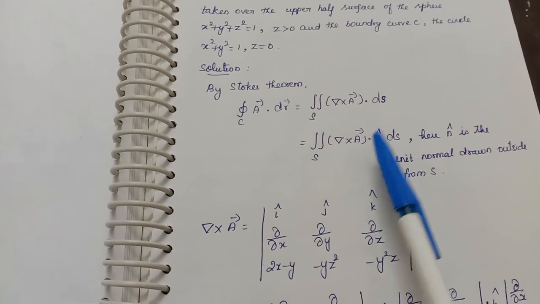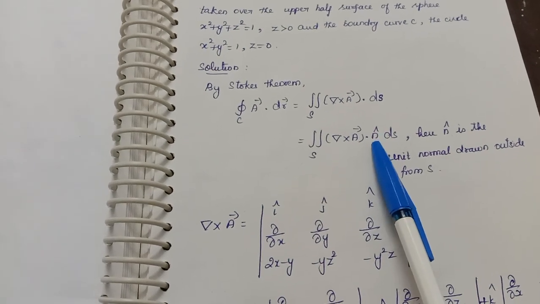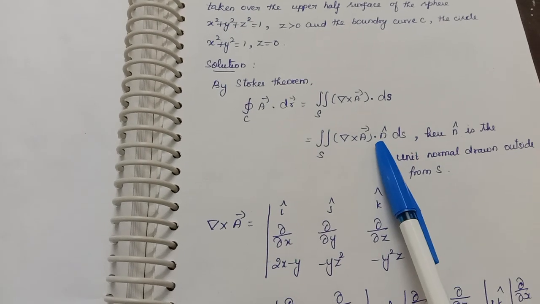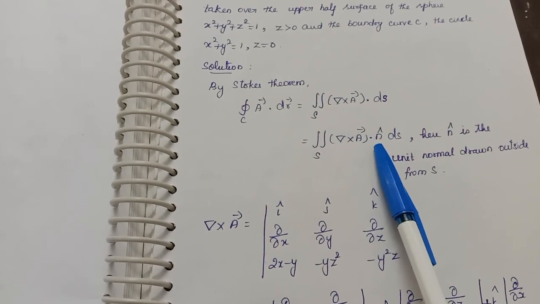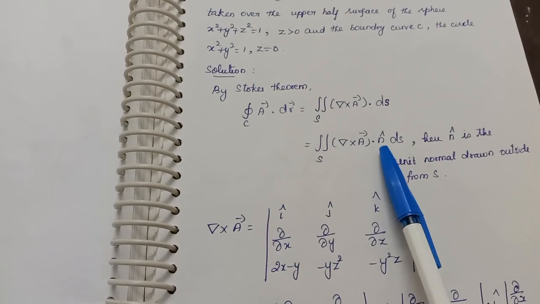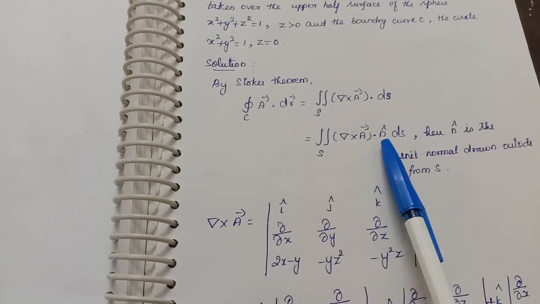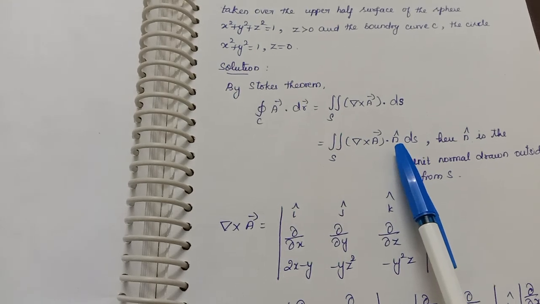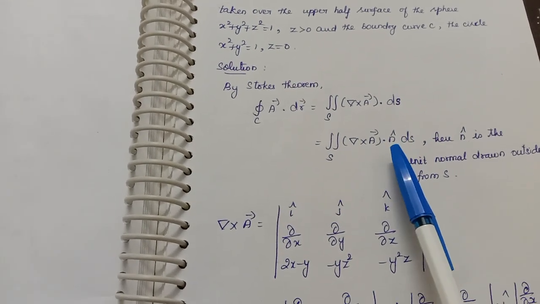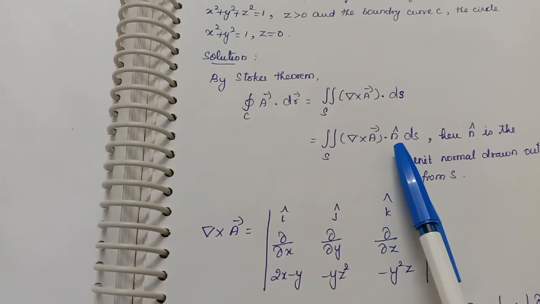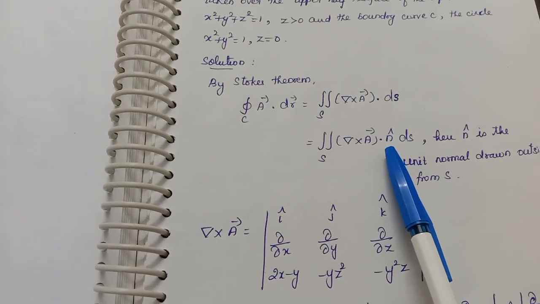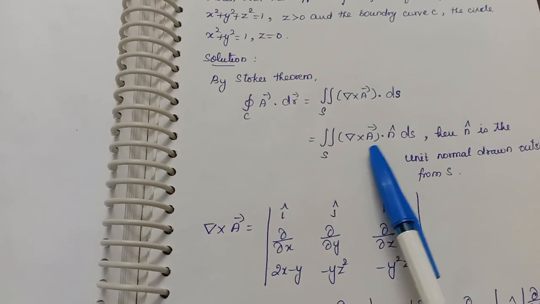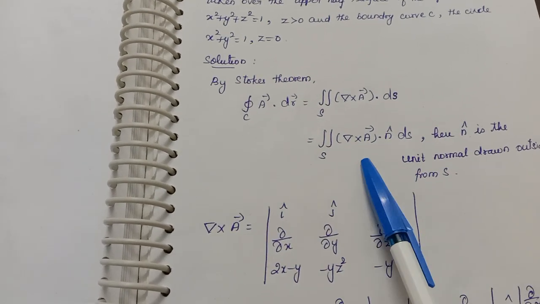This n cap is the unit normal drawn outwards from the surface. Normal means perpendicular. Unit normal means perpendicular normal with modulus equal to 1. So this is the unit normal of the surface which is drawn outwards. Whenever we take the normal, it has to be taken only outside. You will never take the normal in the inward direction. It will always be in the outward direction only. So this is the statement of Stokes theorem.